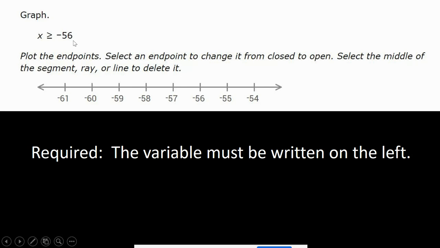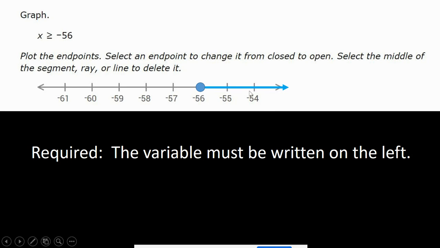So let's go to the negative 56 and start here. And I get to keep this closed. The first two examples, I had to do an open circle. This one gets to stay closed because it actually can equal this number. And because the variable was written on the left, this is pointing to the right. So let's graph it to the right.